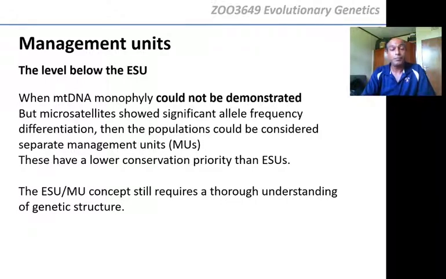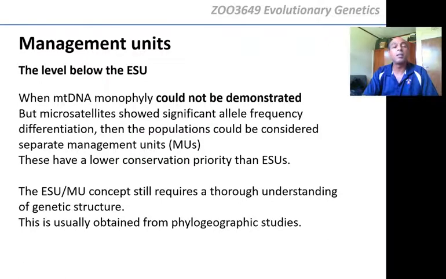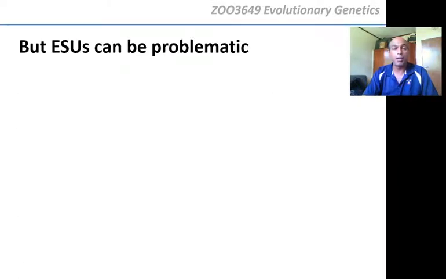Okay, but be that as it may, the ESU and the MU, this concept of Moritz, still requires thorough understanding of genetic structure. So you can't just define a management unit and an ESU without doing genetics, and good high quality genetics at that. So you've got to sample widely, do a big phylogeographic study, look at lots of loci, microsatellites and mitochondrial DNA, and then only can you figure out what ESUs and MUs there are.